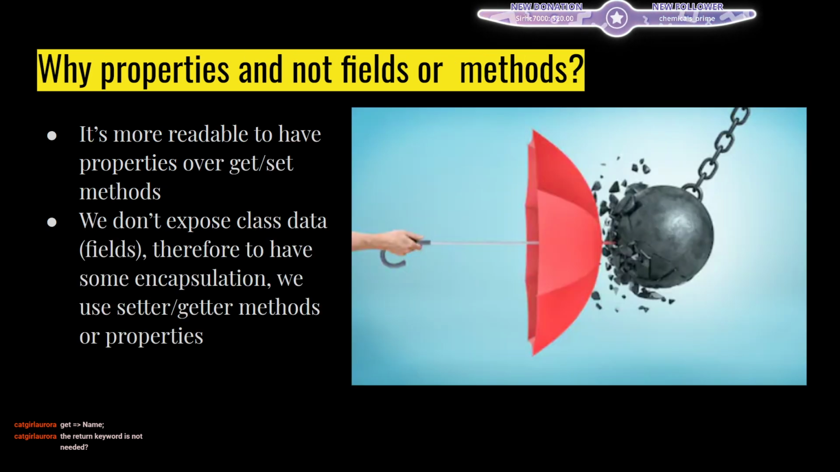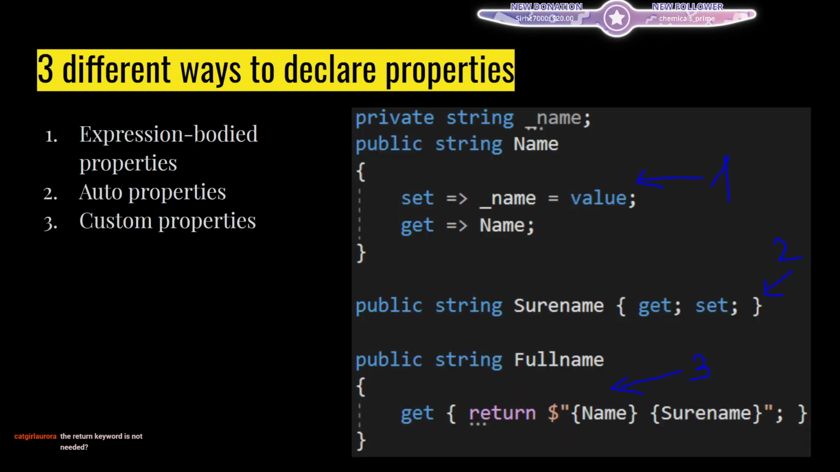And Cat Girl asked, do we need a return keyword? We don't need a return keyword. That's also another benefit, right? We can just say that and it understands it, that it's implicitly a return. But it only works for one-liner methods.